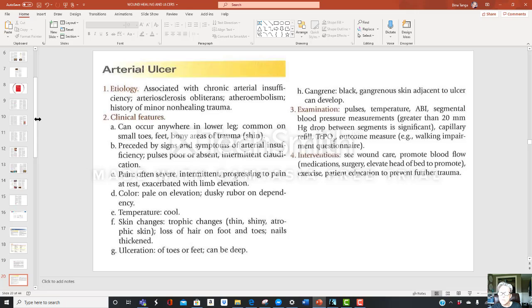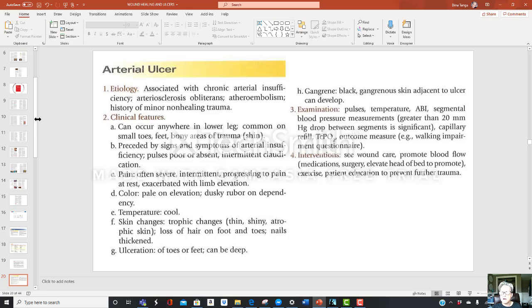Examination: pulses, temperature, ABI, segmental blood pressure measurements, where a drop greater than 20 between segments is significant. Capillary refill, TCPO2, and outcome measure walking impairment questionnaire.